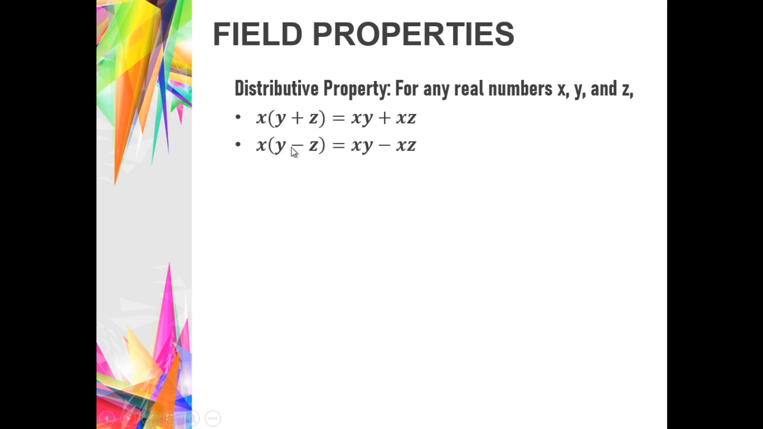So, mo-become xy plus xz. X times y minus z. So, xy minus, you copy the middle, that is over subtraction, xz. So, for example, 2 times x plus 7. So, this is distributive property of multiplication over addition.